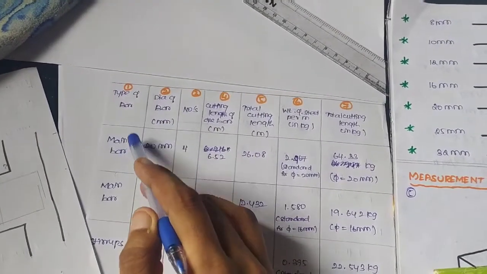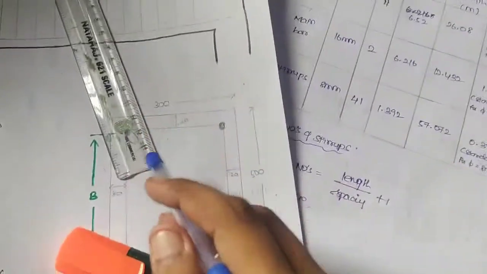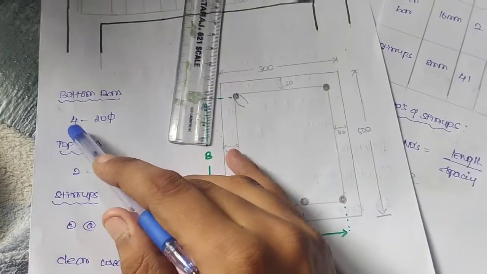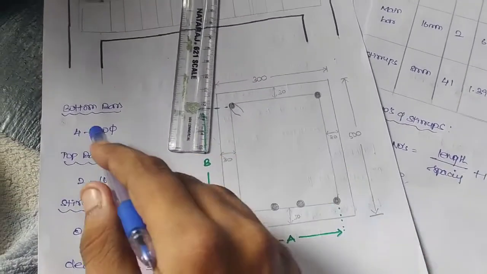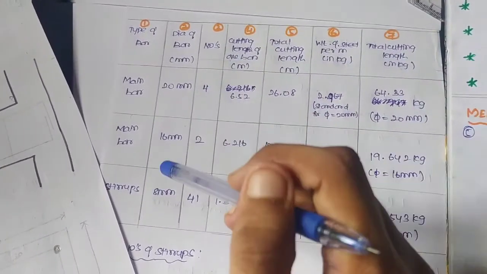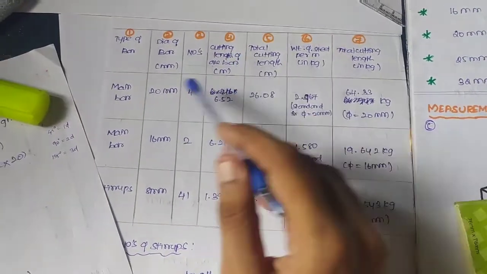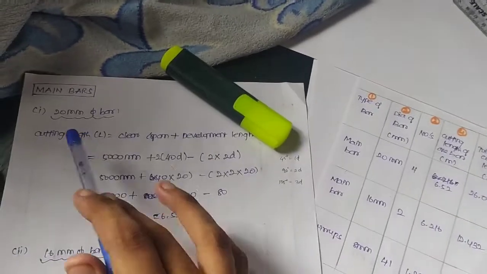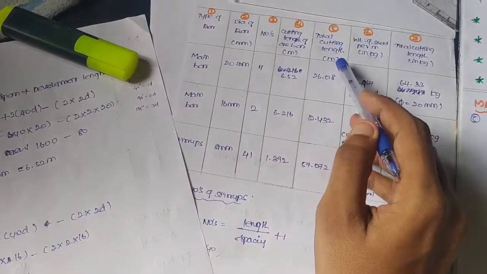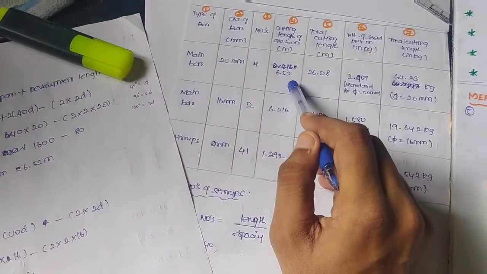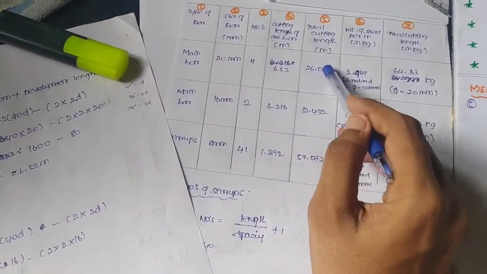First main bar, the first 20 mm dia bar we have calculated, right? And it has 20 mm dia bar, how many numbers? 4 numbers, that is 1, 2, 3, 4. So 4 numbers of 20 mm dia bars. And cutting length of 1 bar, which we have calculated, is 6.52 meter. The total cutting length is 4 numbers into cutting length of 1 bar. So 4 into 6.52 is 26.08 meter.